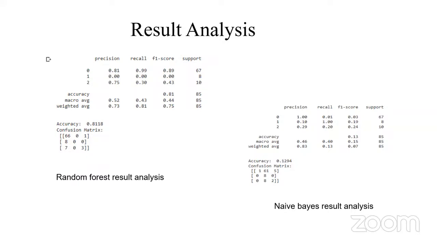And the Naive Bayes result analysis. The classification report of the Naive Bayes model shows, for each class 0, 1, 2, the precision, recall and F1 score, along with the support, the number of instances in each class. Macro and weighted averages of these metrics are also shown. The accuracy of the model is very low at 0.1294.